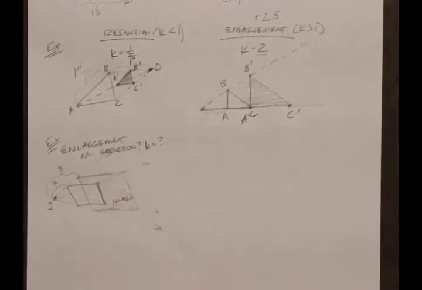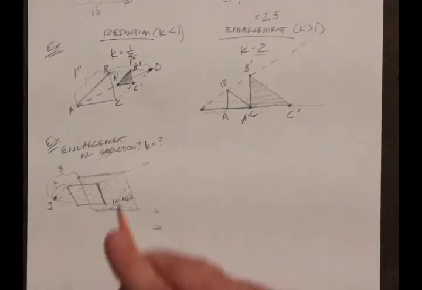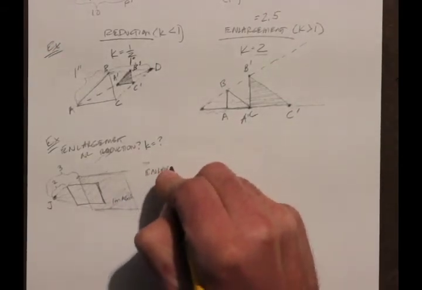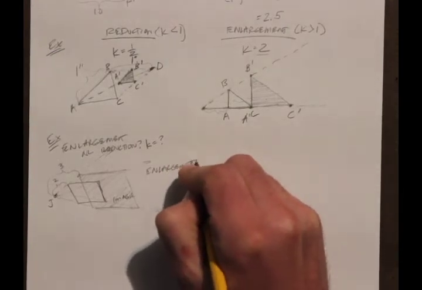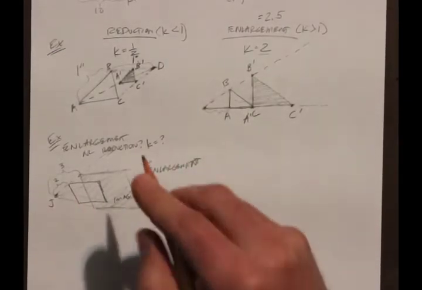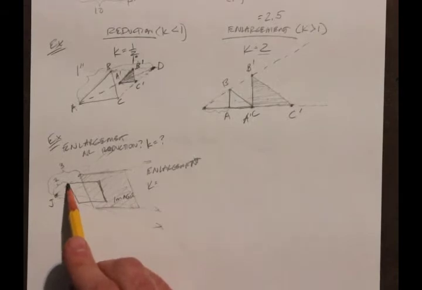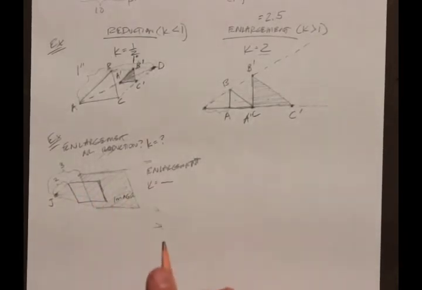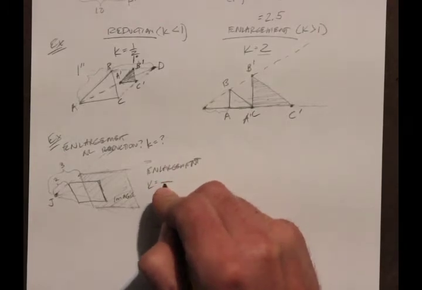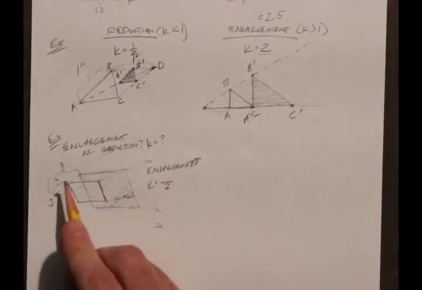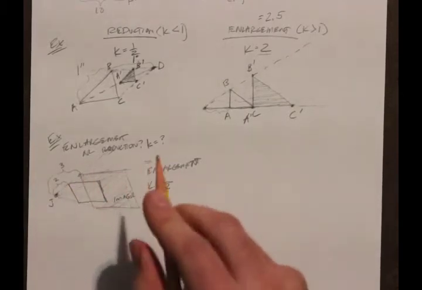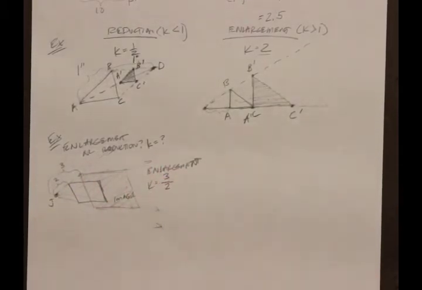So we have to decide, is this an enlargement or a reduction? The image is larger than the pre-image, so therefore it is an enlargement. And what is the K value here? The pre-image from J to here is 2, and the pre-image goes on the bottom or the top? The bottom. Thank you, the bottom. And the distance from J to the image here is 3. So your dilation, your scale factor, K, is 3 over 2, or 1.5.